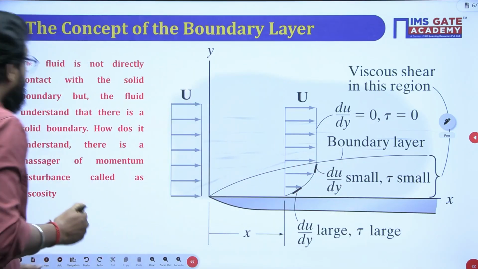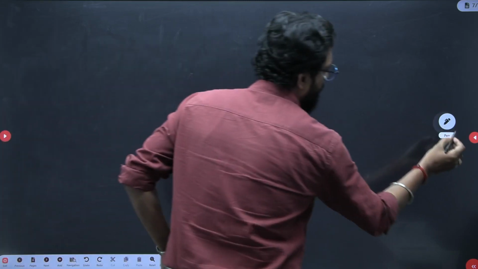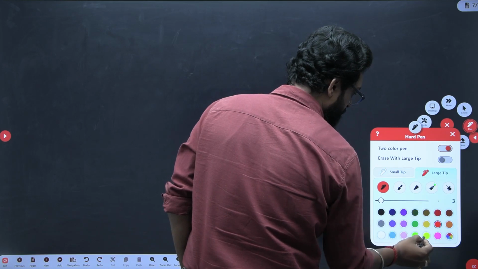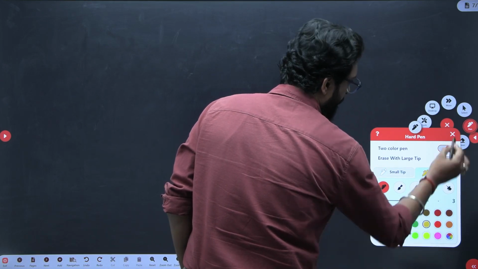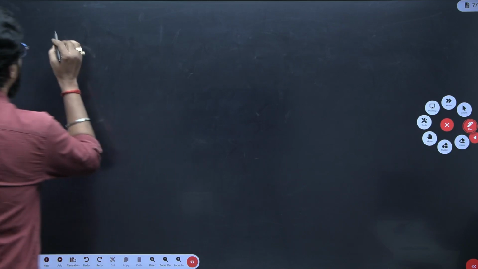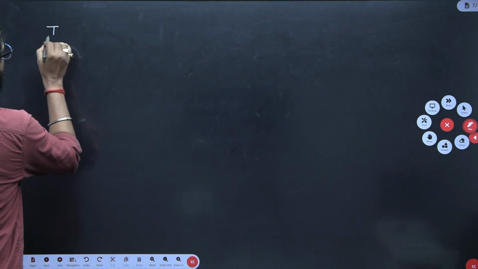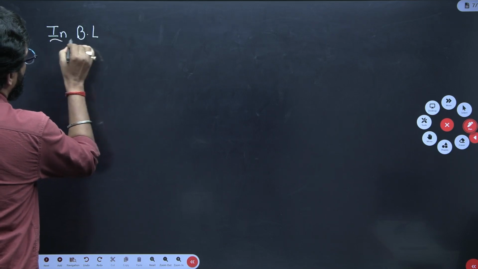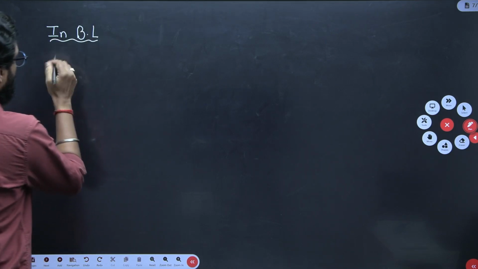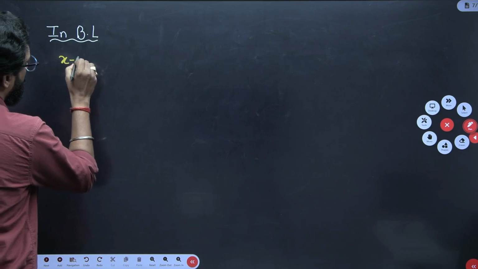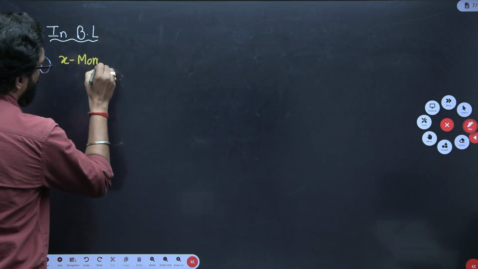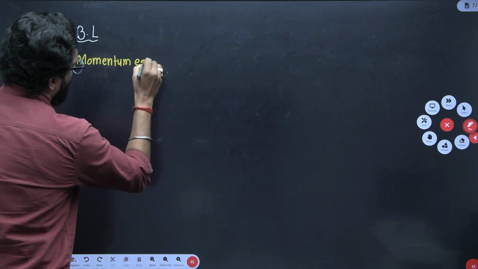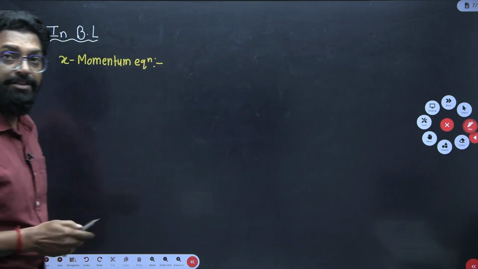So within the boundary layer, we have to discuss in the boundary layer. What is the x momentum equation? What is the x momentum equation, my dear? Please tell me.